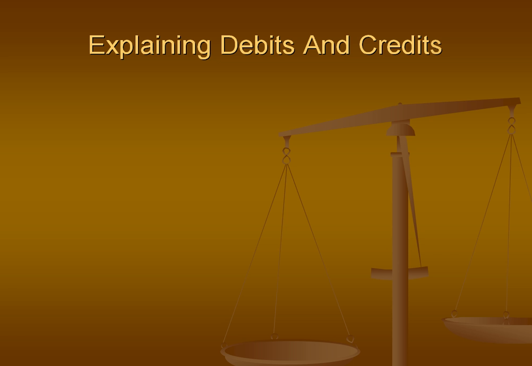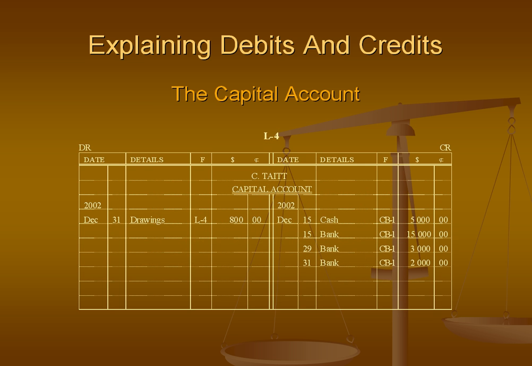Explaining debits and credits in the trial balance. How do you decide whether an account is debited or credited so that it can be entered on the debit or credit side of the trial balance? Let me show you 2 examples. The first is the capital account. At this point, the capital account is incomplete because net profit or loss has not been ascertained. Now, let us treat the account as though it were complete.